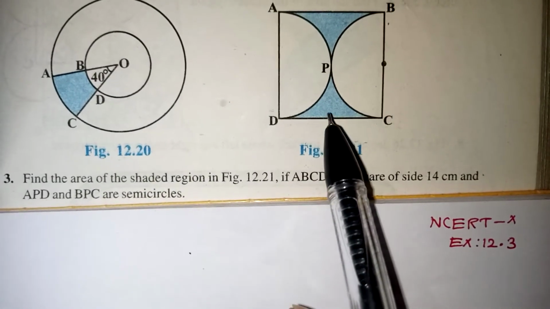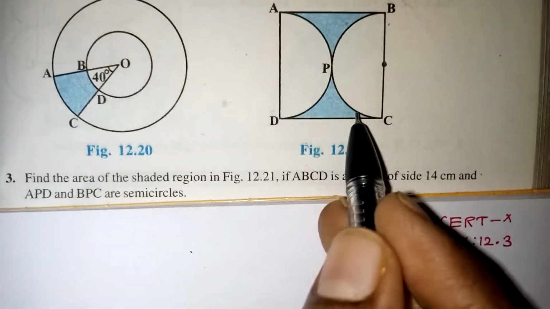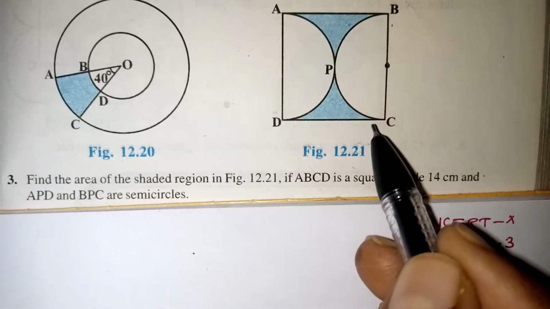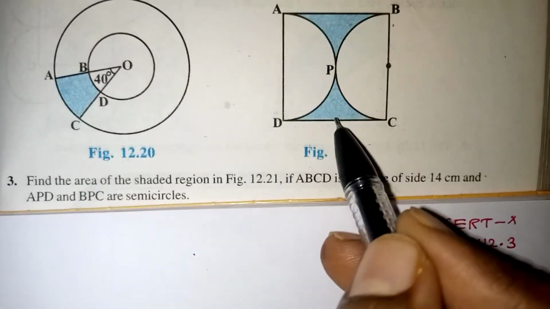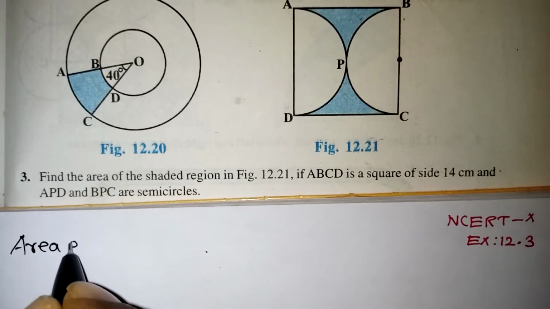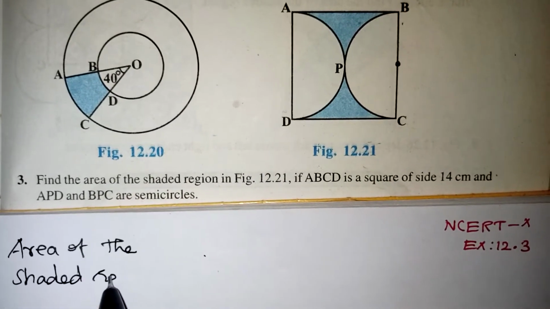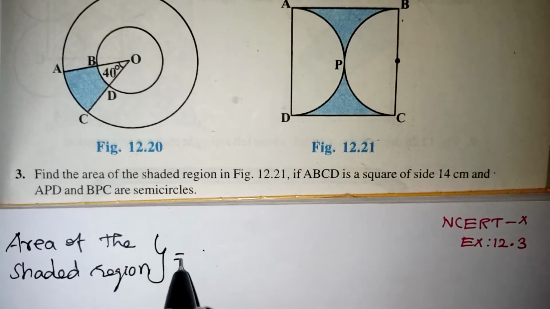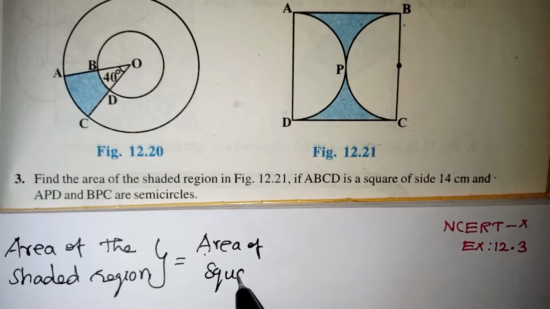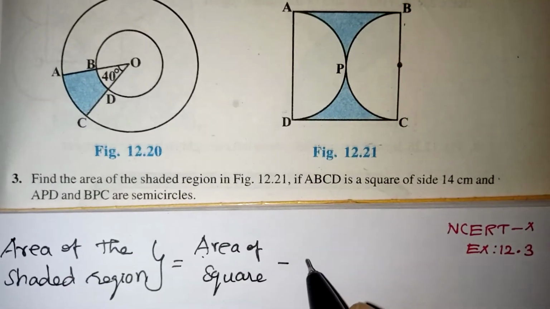Now we need to find the area of the shaded region alone. The shaded region is not in any standard shape. So what we have to do is, from the square we have to subtract two semicircles. So the remaining will be the shaded part. So we can write it directly. Area of the shaded region is equal to area of the square minus 2 times the area of the semicircle.